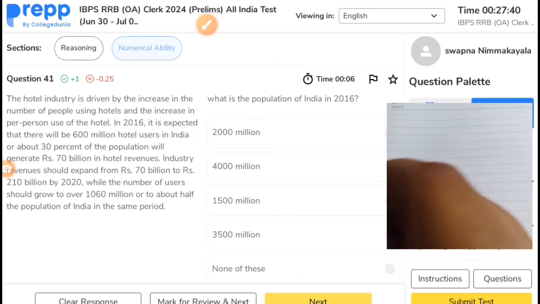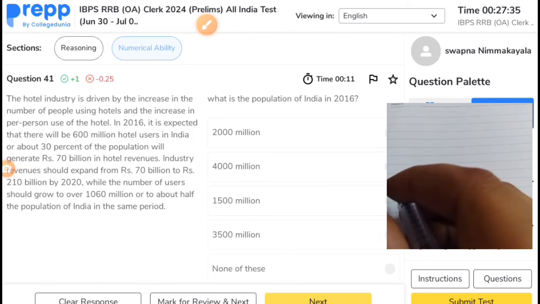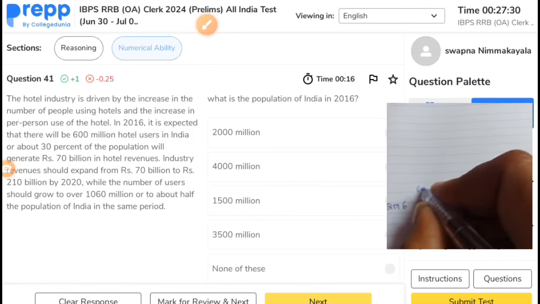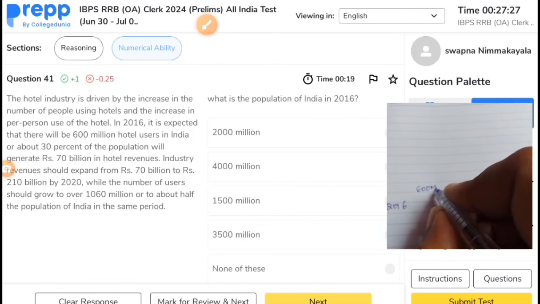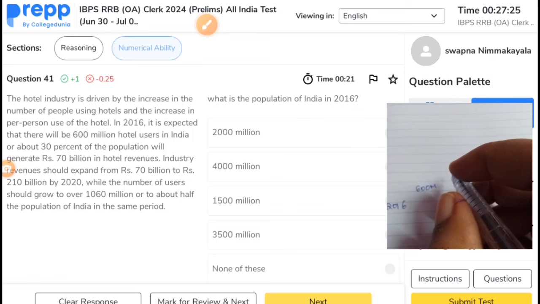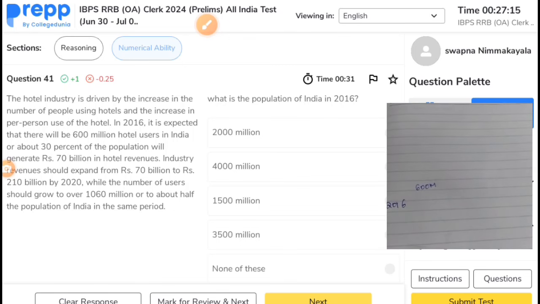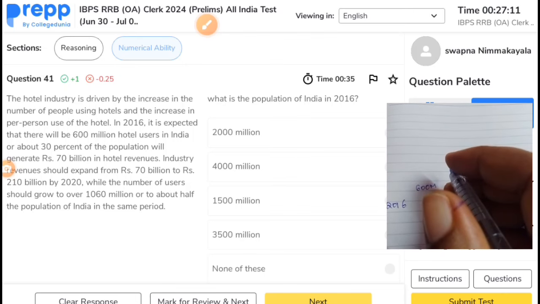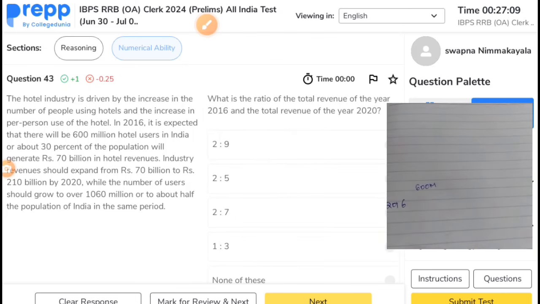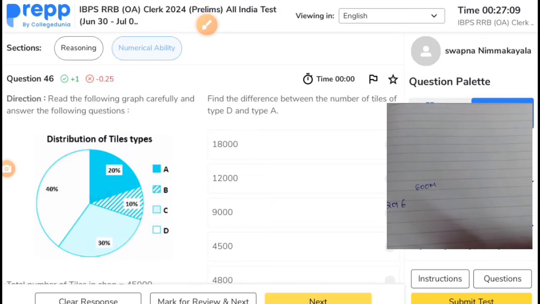The hotel industry is driven by the increase in the number of people using hotels and the increase per person. In 2016, 600 million hotel users in India, or about thirty percent of population, will generate. So this is a little bit moderate level. Next.